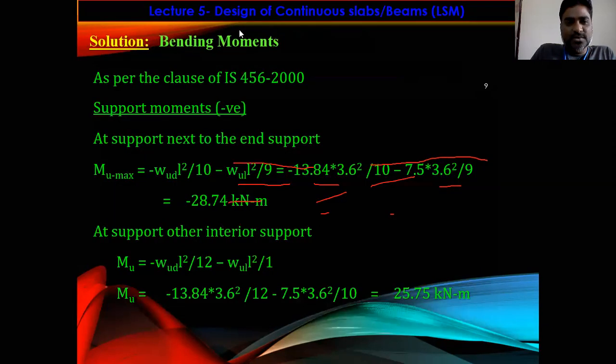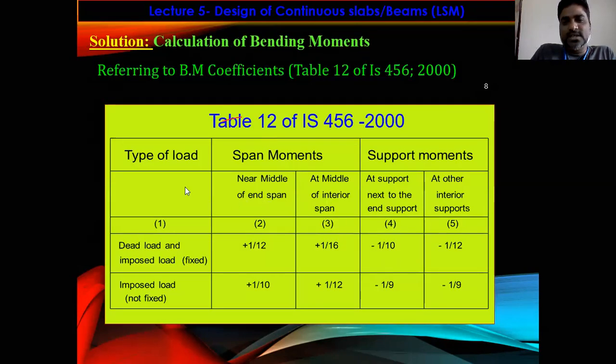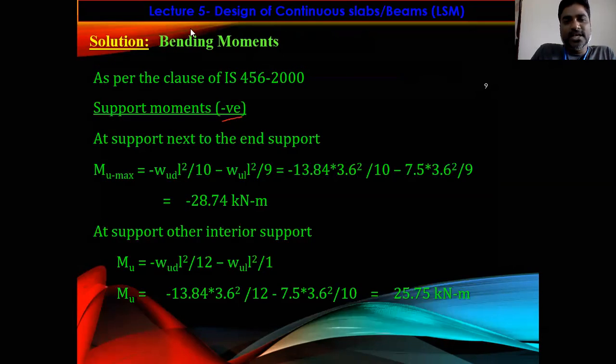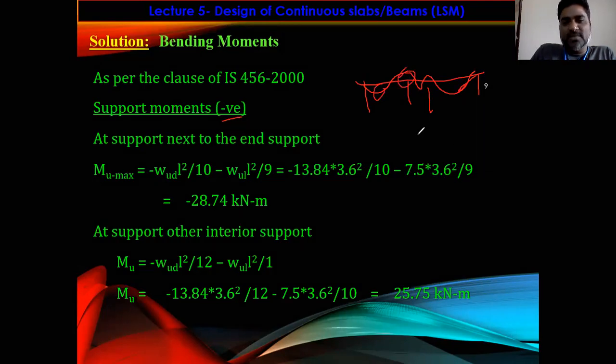So first I would like to calculate the maximum support moments. Support moments are all negative. If you observe the table, these are all negative bending moments, because, as I told earlier, of the bending moment diagram for a continuous beam. Roughly I'm drawing it. This is the sagging bending moment, and this is the hogging bending moment. At supports you will get the hogging bending moment, that is negative bending, right?